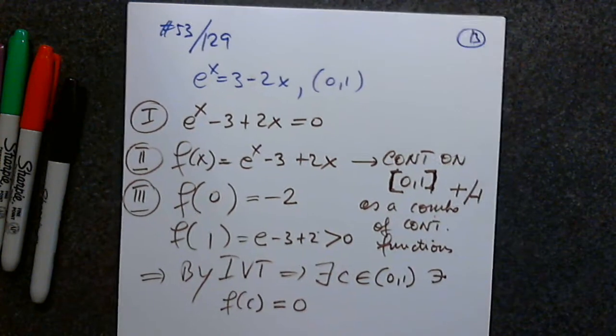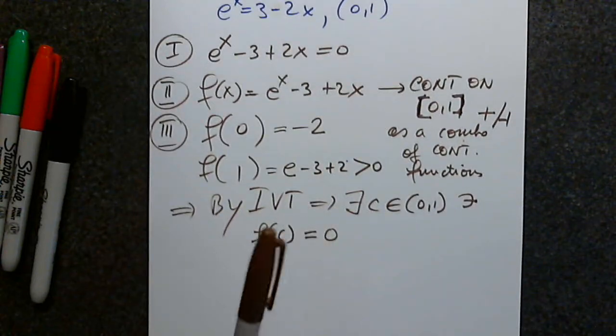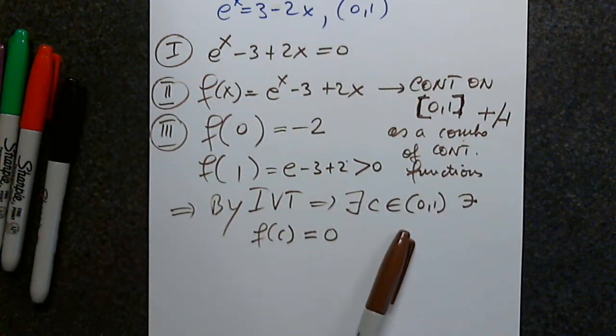So the function must be continuous on the closed interval and must change sign. If it's continuous, it doesn't have to change sign, but if it doesn't change sign, then there is no solution there. It changes sign. At 0 is a negative number, at 1 is a positive number. Therefore, by the intermediate value theorem, there must be a solution there.